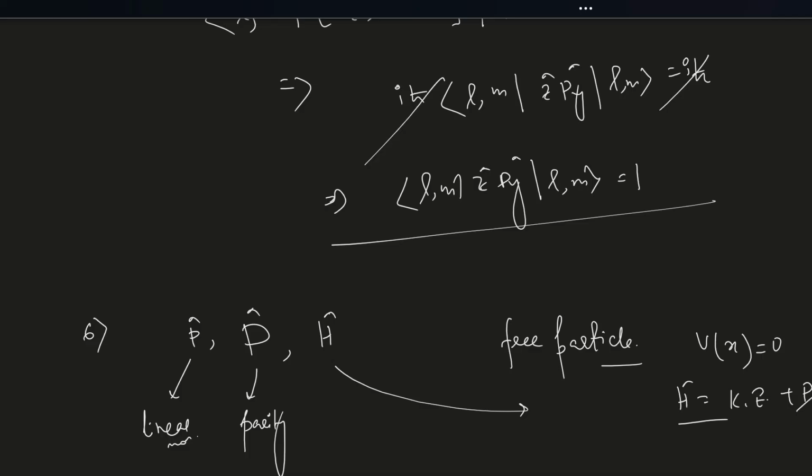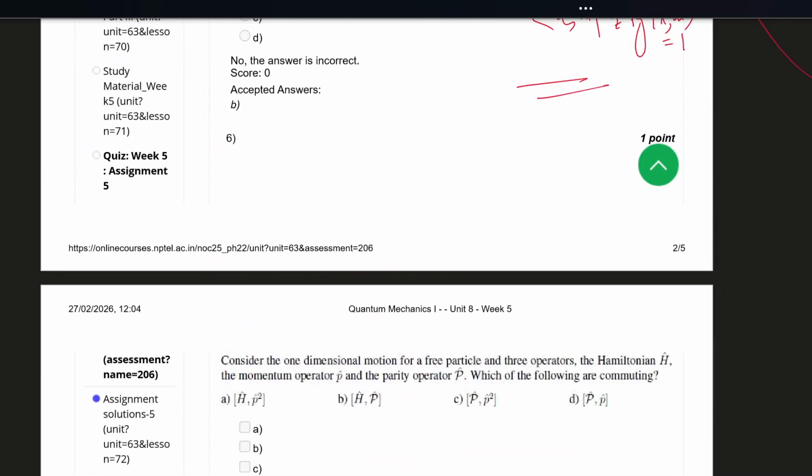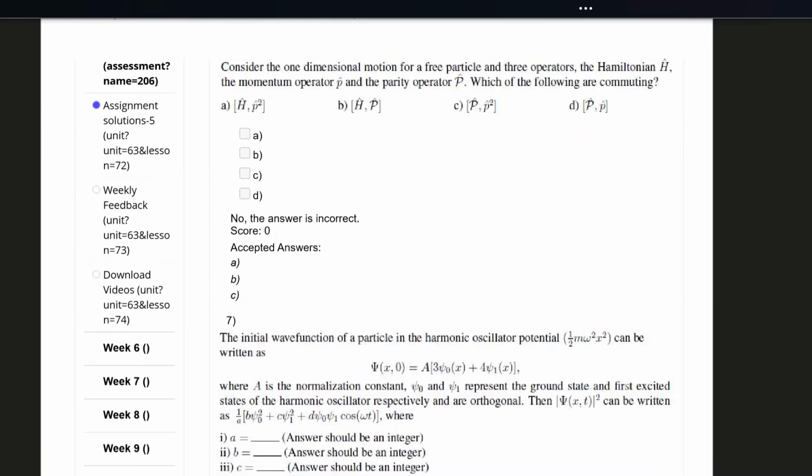Okay. So then the relations that are given to you to prove in the options are: Hamiltonian with momentum squared, then Hamiltonian with parity, parity with momentum squared, and parity with momentum.